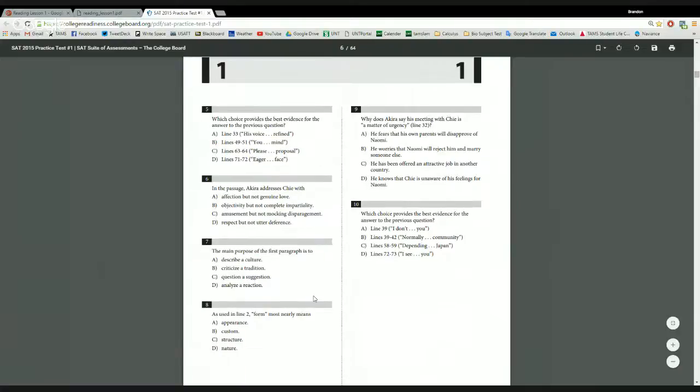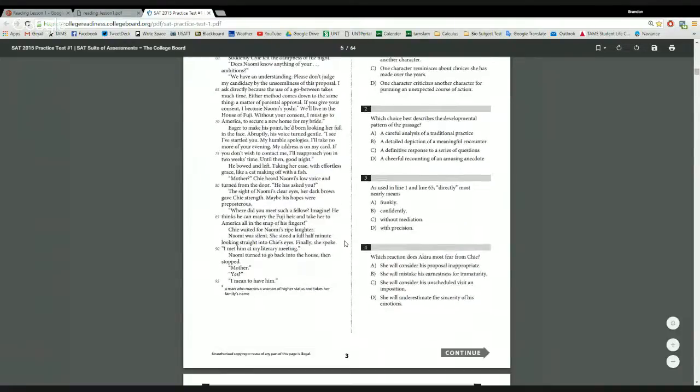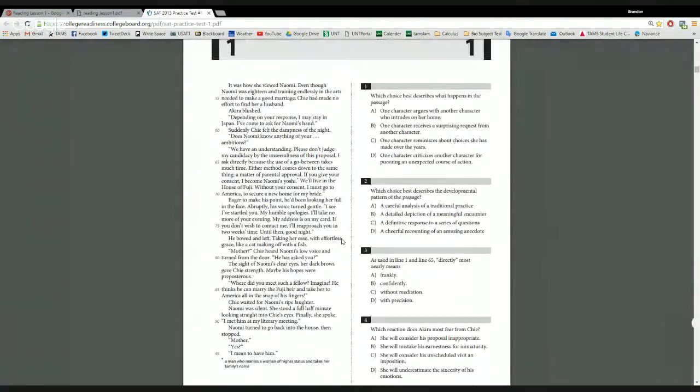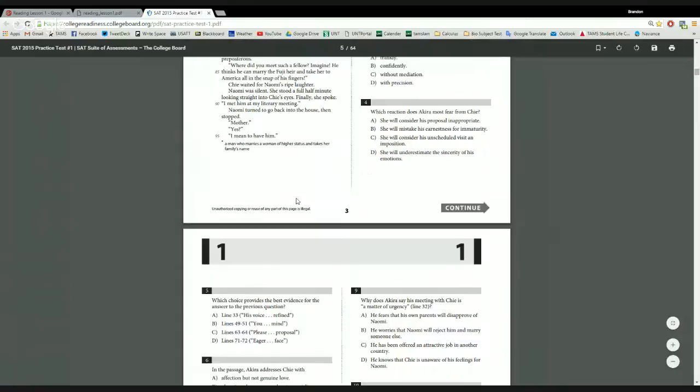So as you can see, we just went through the whole passage. That wasn't that bad. All you've got to do is read all your questions and just read line by line. Don't answer the questions based on your opinion. So that is basically it.